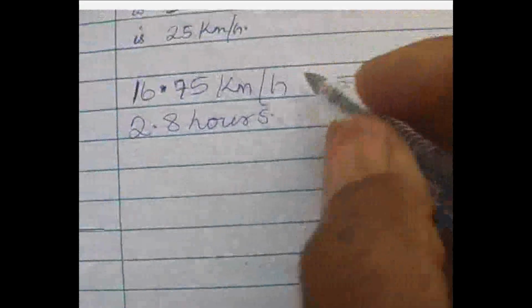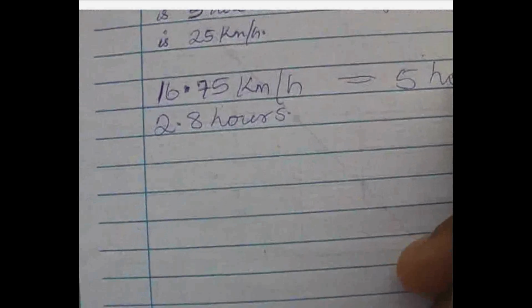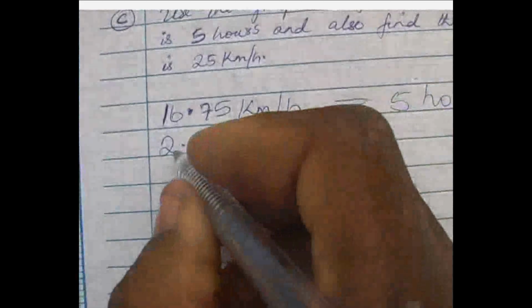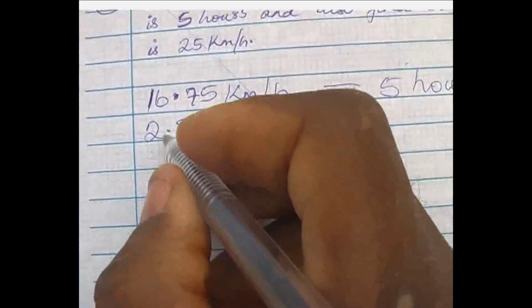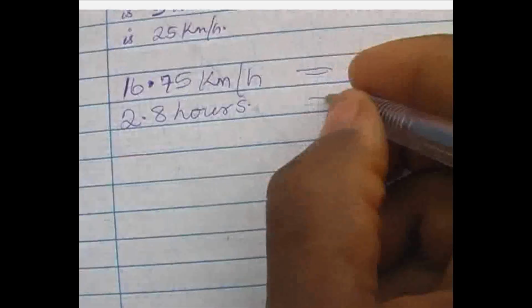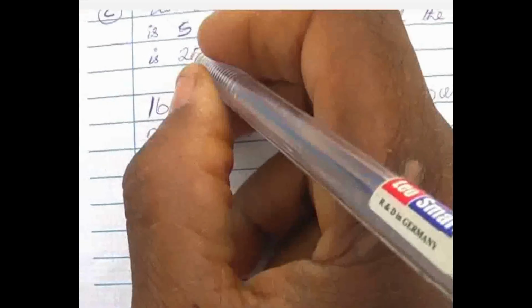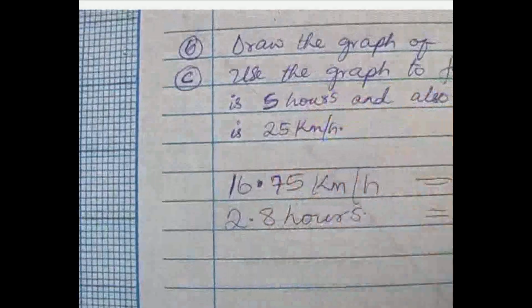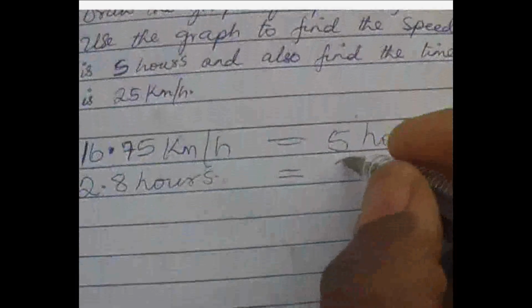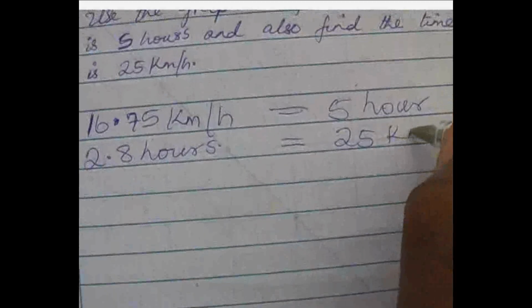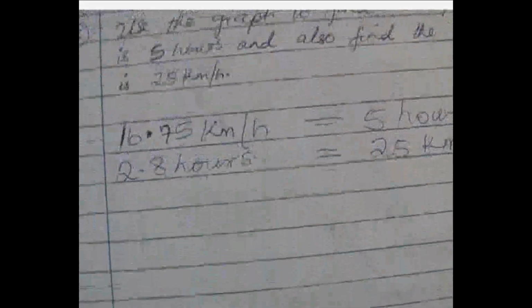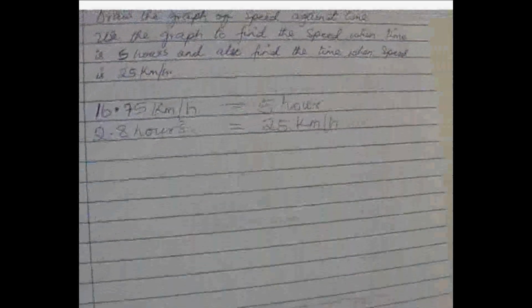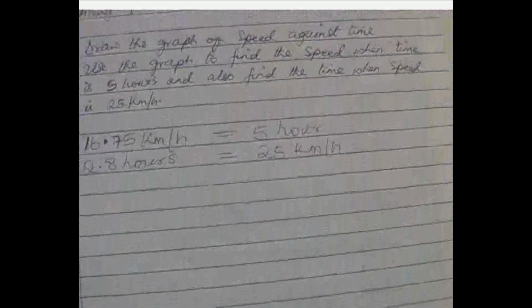So the first question, when the time is 5 hours, the speed is 16.75 kilometers per hour, the speed when 5 hours was taken to cover the distance. Now, when the time was 2.8 hours, we were able to have a speed of 25 kilometers per hour. Now, the last thing I want to explain to you is this.